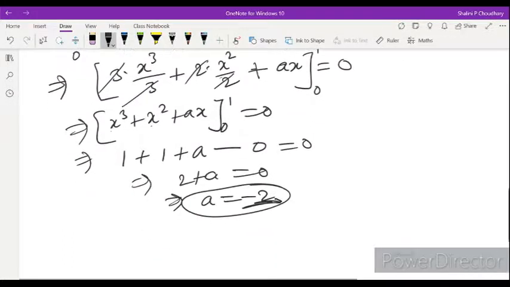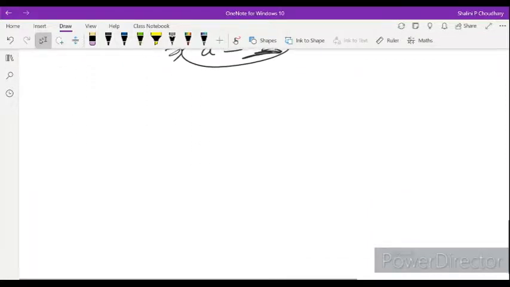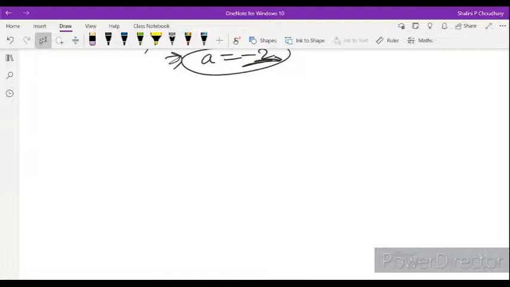Again, a similar sum we'll see, where you have to find out the value of a or b. So let's see one more such question.